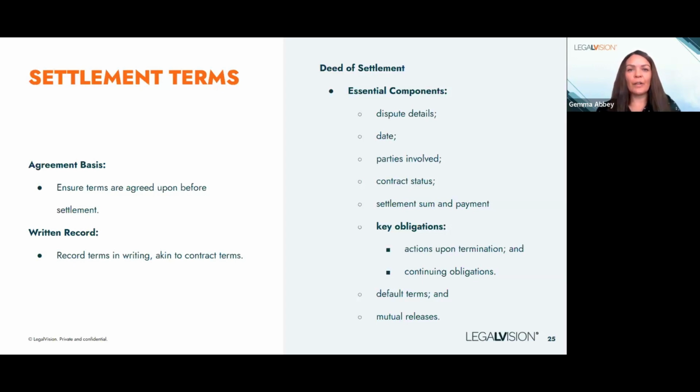It should also include some default terms in there, which will set out what happens if one party defaults on their obligations under the deed, and typically should include mutual releases. So here, both parties typically release each other from any legal claims relating to the dispute.